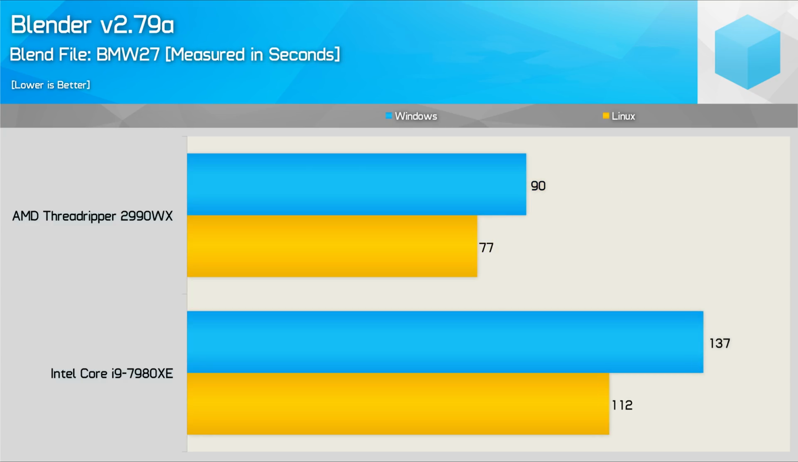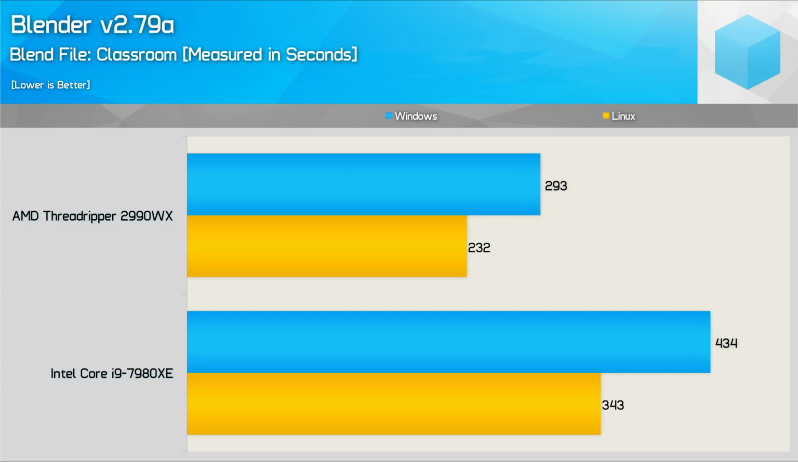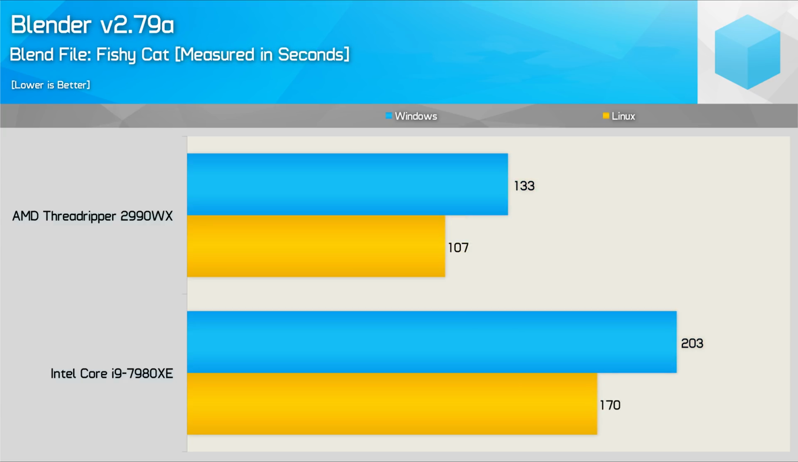We see a slightly different scenario with the BMW 27 test, though the outcome still sees the 2990WX well ahead. Still, whereas the 32-core processor was 52% faster using Windows 10, that margin was reduced to 45% with Linux. This time we see similar scaling using either CPU. Both were 48% faster using Linux for the classroom workload. This time Linux slightly favoured the 2990WX, making it 59% faster, whereas it was 52% faster on Windows.